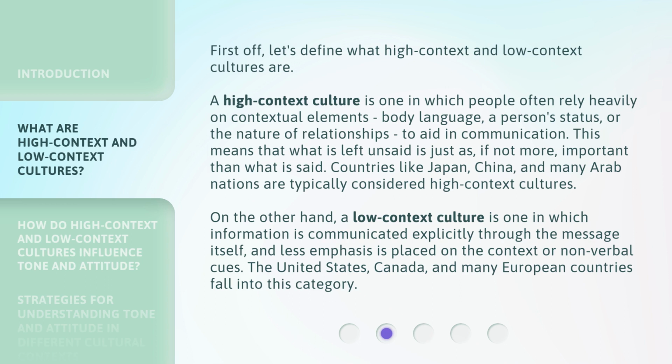On the other hand, a low-context culture is one in which information is communicated explicitly through the message itself, and less emphasis is placed on the context or non-verbal cues. The United States, Canada, and many European countries fall into this category.